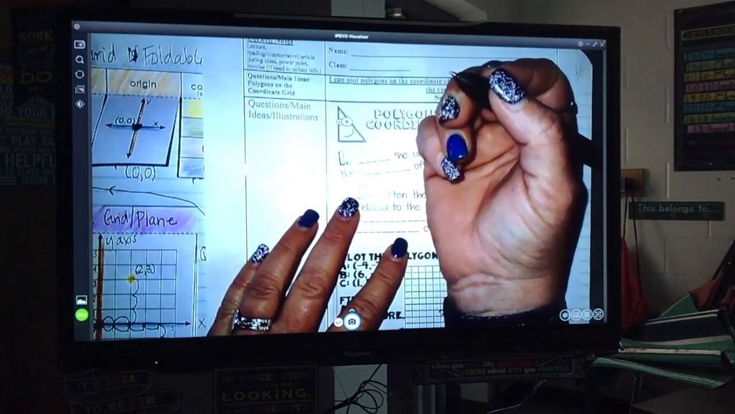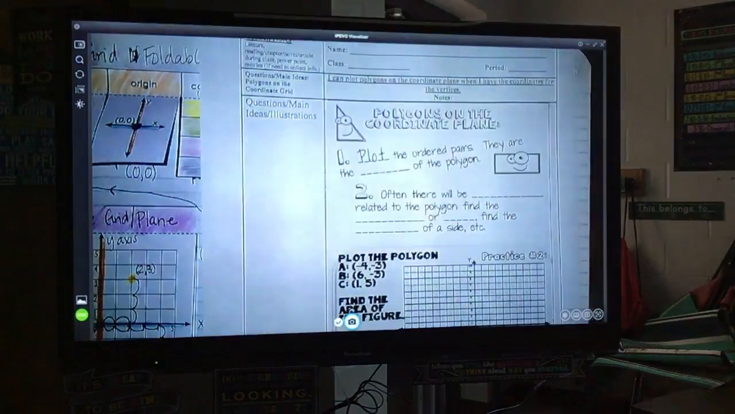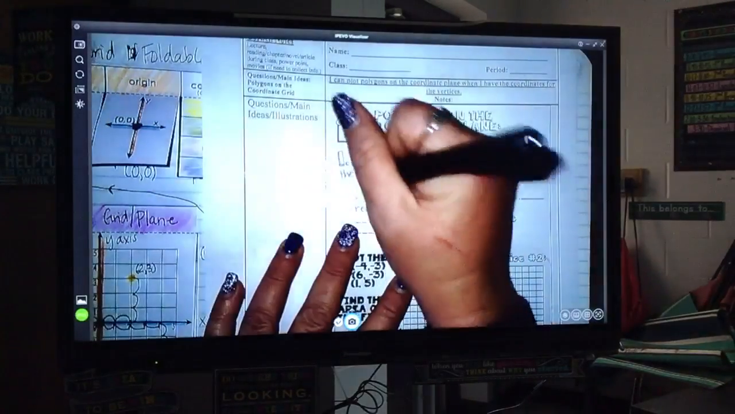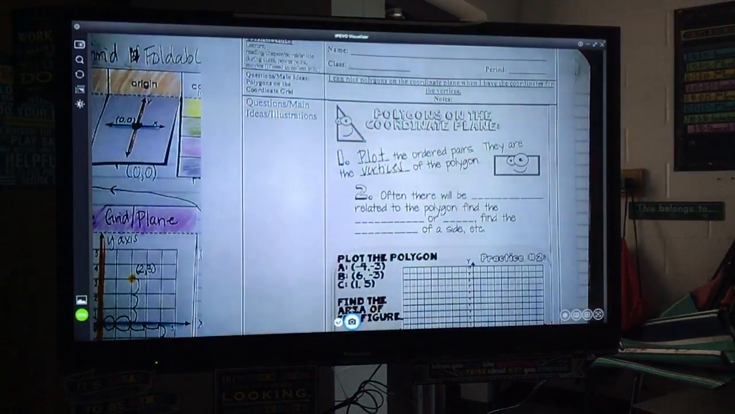What did you say? Like mark them or plot them? Yes, plot. So you're going to plot the ordered pair. They are the vertices of your polygons. Raise your hand real quick and tell me, what is a vertice?